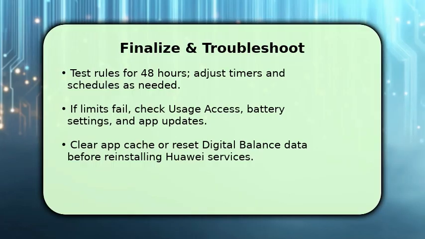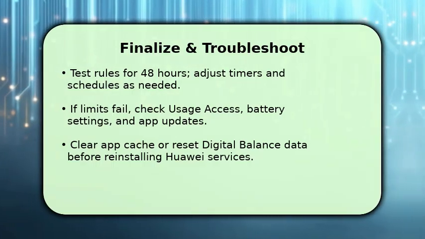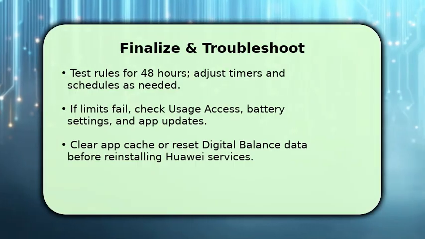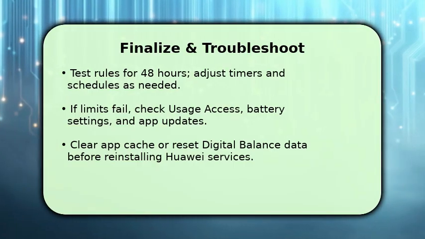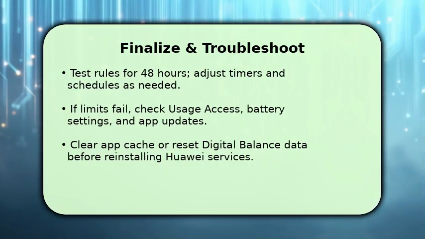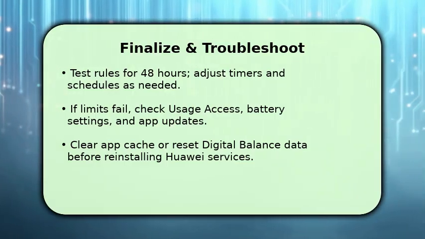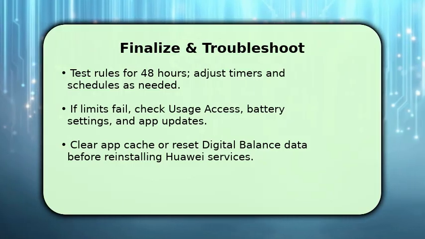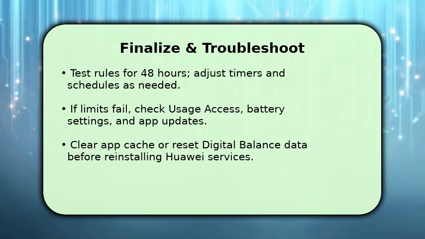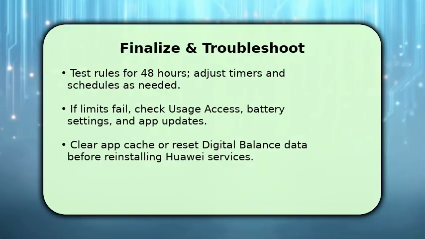Small tweaks are normal. If limits don't apply, make sure usage access is still enabled, digital balance is excluded from battery optimization, and that system apps are updated. If problems persist, clear digital balance cache or reset its data, then reboot. As a last resort, reinstall Huawei system updates or contact support. One key tip: toggling usage access off and on often resolves stubborn permission issues.